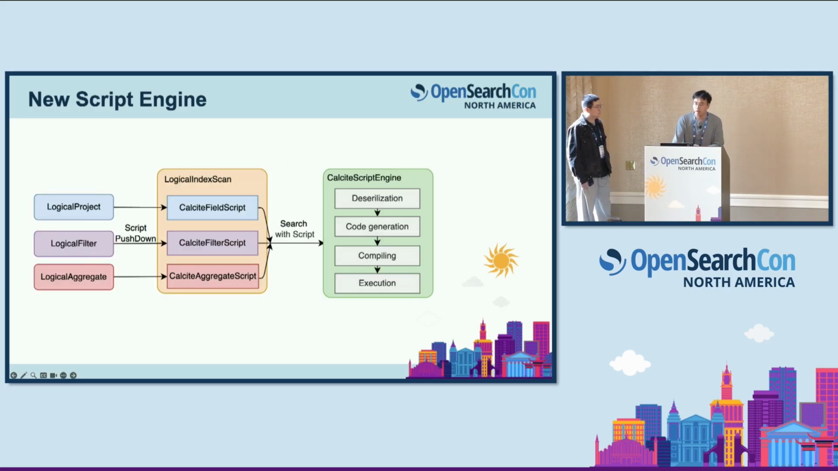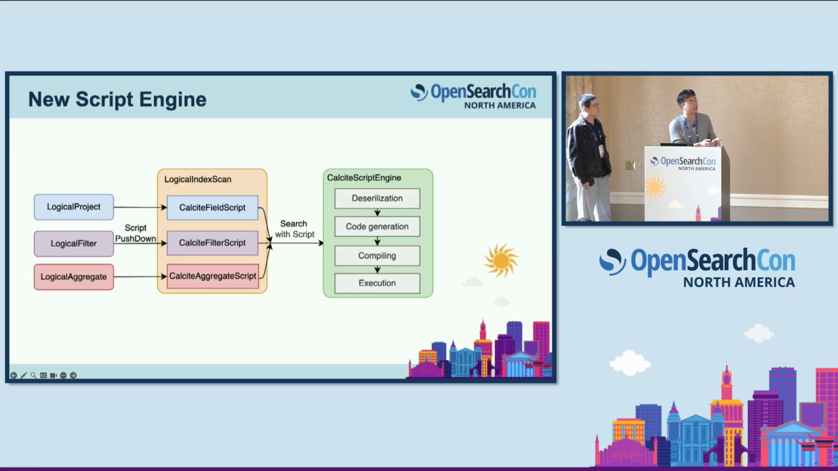process. And this is the process of how we do the script pushdown. In the push-down process, if we cannot push down the operator and expressions by using the primitive DSL statement, we will let it fall back to the script pushdown. And different operators are required to generate their corresponding script context, but they can all share the same script language and the execution logic.